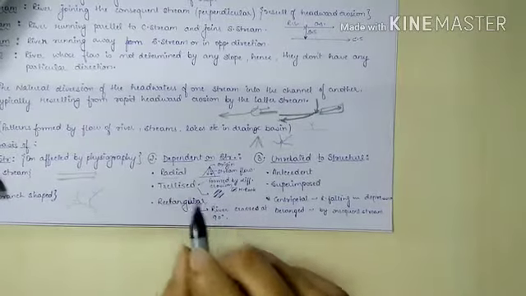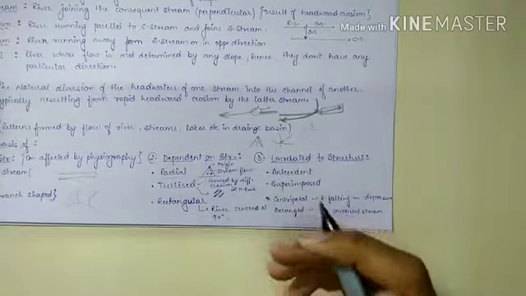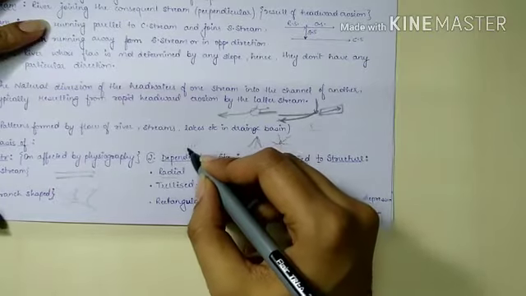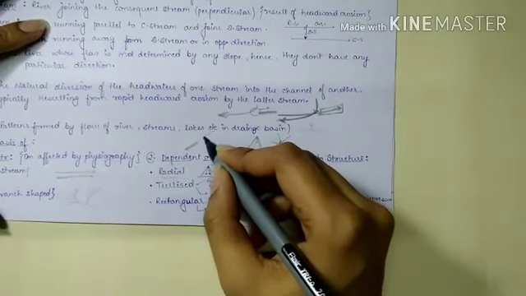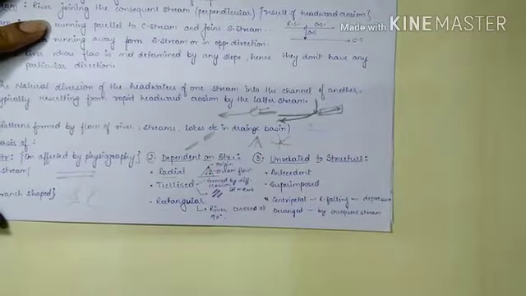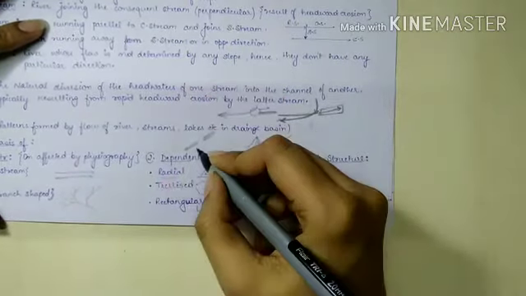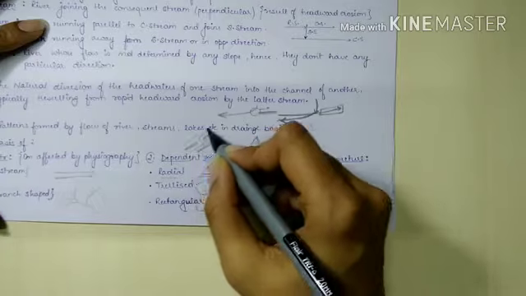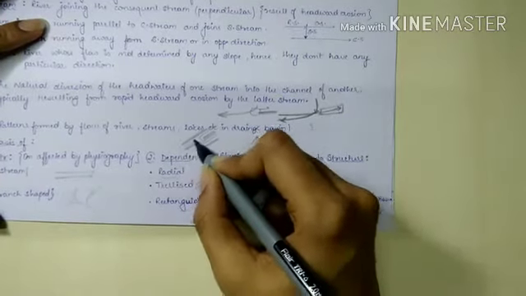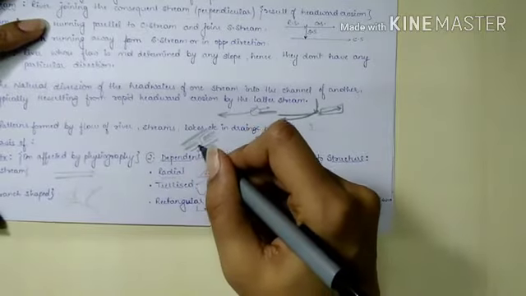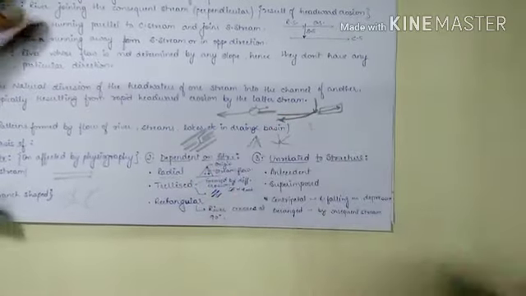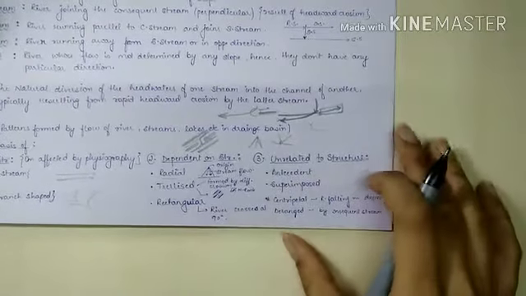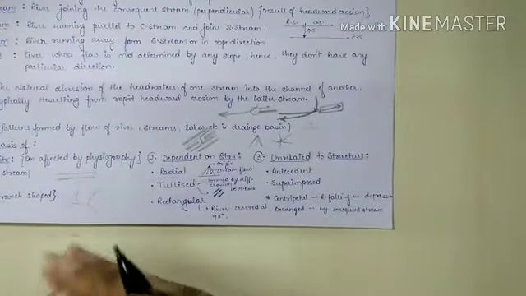Next is the trellised pattern. The trellised pattern is formed due to erosion. In it, we have soft rock and hard rock. The soft rocks get eroded, but the hard rock remains. So the river flows like this. These are the hard rocks, and the flow of water is like this, in the channels. Next we have the rectangular pattern. It is similar to the trellised pattern, but the rivers cross each other at 90 degrees.